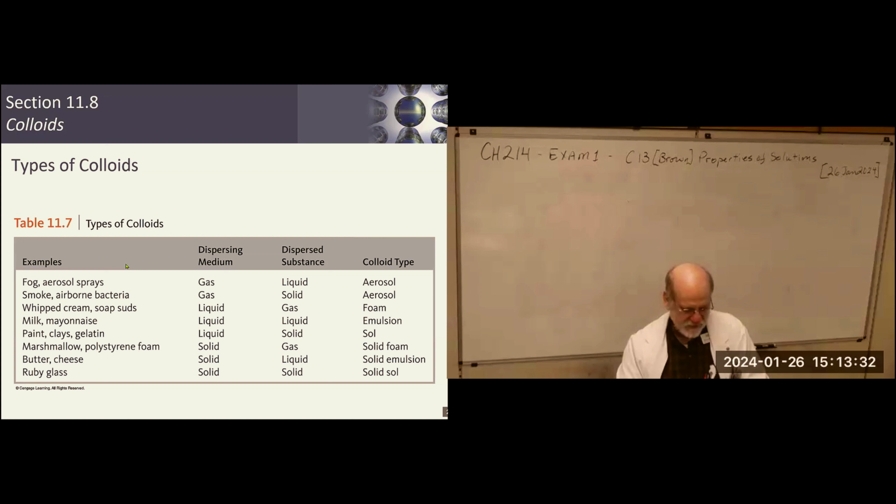Gelatin. That's a solid in a liquid. It's the protein that they extract from animal bones and cow hooves that they make your Jello out of. That's a solid and a liquid.